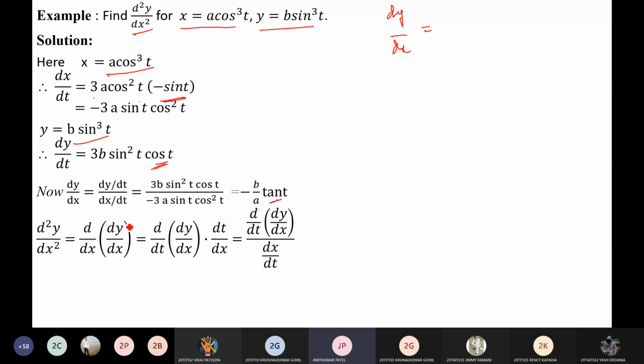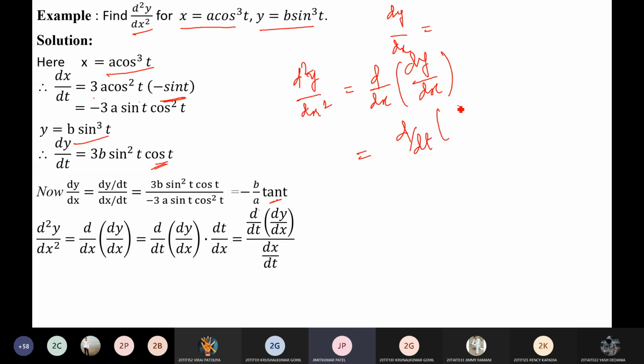Okay, then d square y by dx square. How can we find d square y by dx square? So d square y by dx square is nothing but d by dx of dy by dx. So first we find d by dt of dy by dx and divide by dx by dt as per our definition. So d square y by dx square is equal to d by dx of dy by dx, then d by dt of dy by dx into dt by dx. It looks like d by dt of dy by dx divided by dx by dt, as I told you.